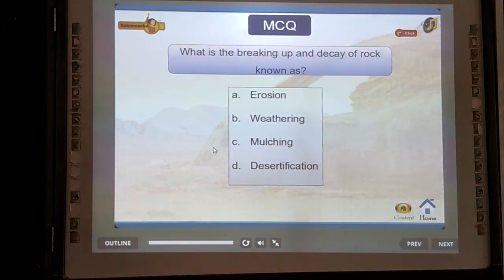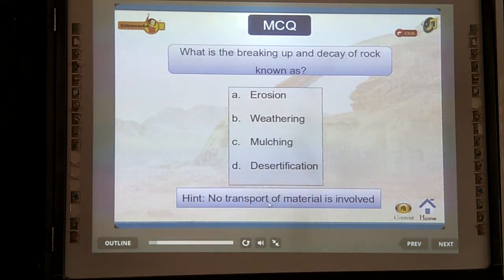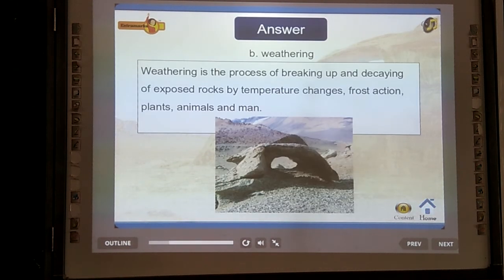What is the breaking up and decay of rock known as? The options are erosion, weathering, mulching, desertification. Hint: no transport of material is involved. The answer is B. Weathering. Weathering is the process of breaking up and decaying of exposed rocks by temperature changes, frost action, plants, animals, and man.